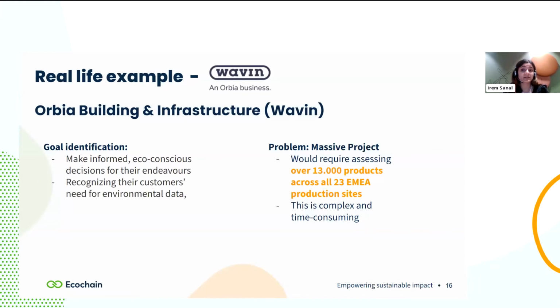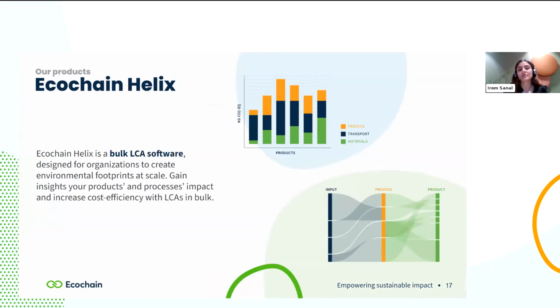But the problem was it was a massive project. So how can you take control over your data if you have more than 13,000 products over 23 production sites? But at EcoChain, we have a solution for these kinds of problems because we have EcoChain Helix, which can handle hundreds or thousands of products from your facility in one go. And we call this bulk LCA software.